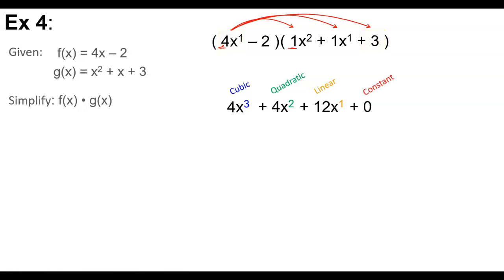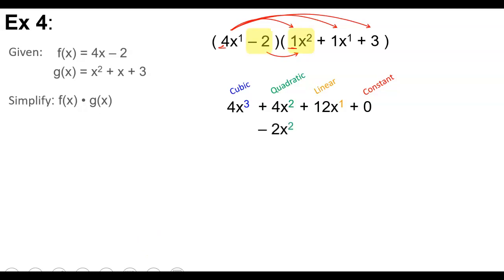Now, we just did all that work with the first term. You're going to do the same thing with the second term, that minus 2. Okay? So negative 2 times 1x squared is what? Negative 2. Negative 2 times x squared is negative 2x squared. Very good.